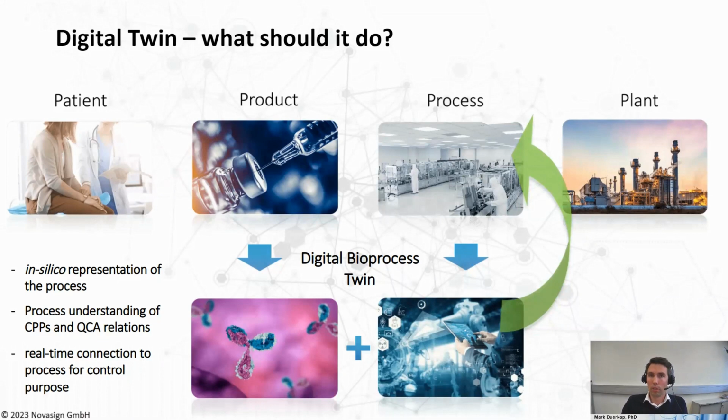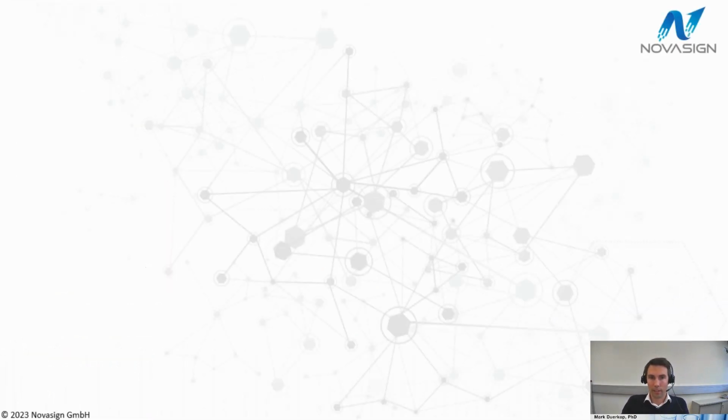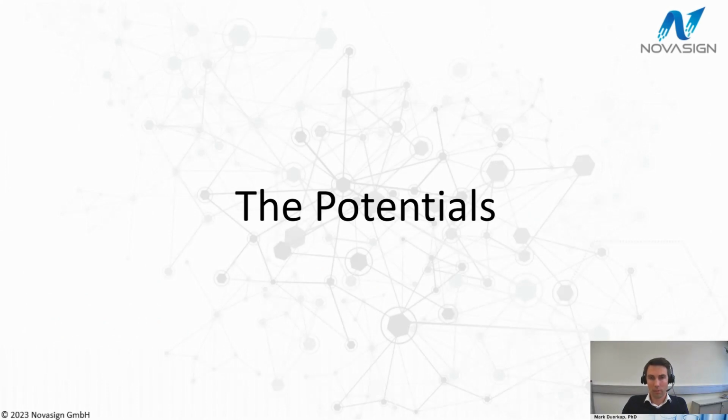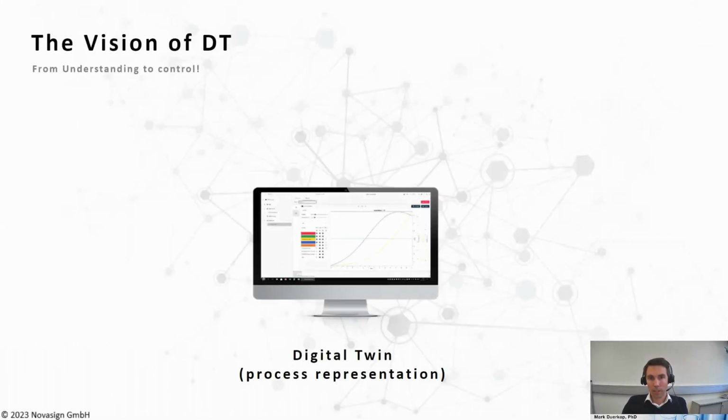And now the question is, what can we actually do? And this I will highlight in the next slides. So what are the potentials of a digital twin? How we at Novasign basically envision a digital twin, it should be in the center. So the digital twin should be in the center and should be a process representation, as I just showed you.